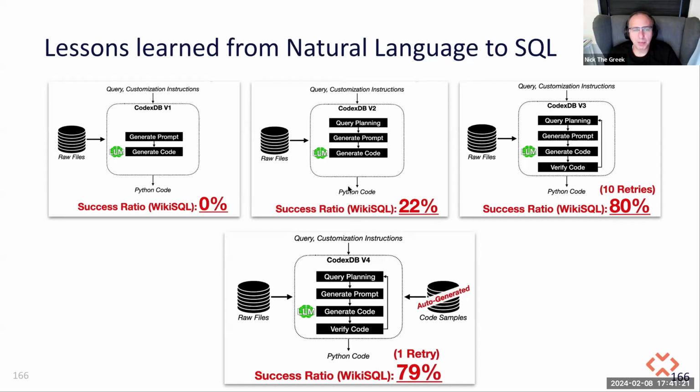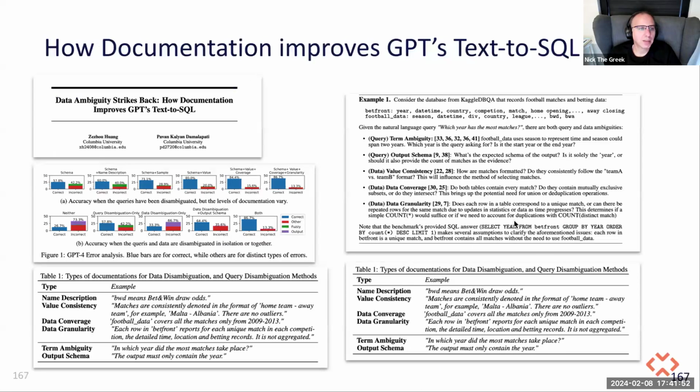The problem here is that it was failing, but by putting in the retries, they went to 80%. And something that I've also tried, you can start putting in code samples. You can automatically generate them, and now with one retry you go to 79%.